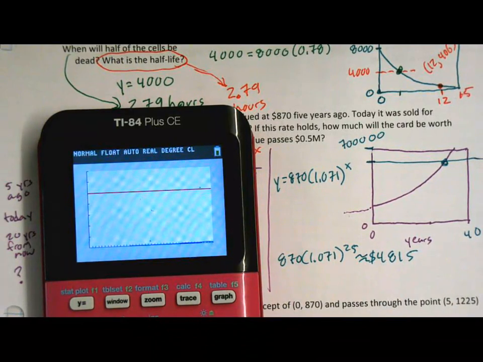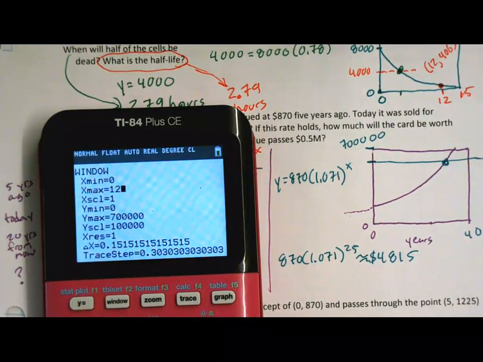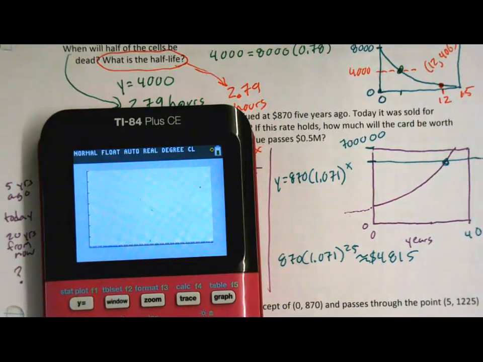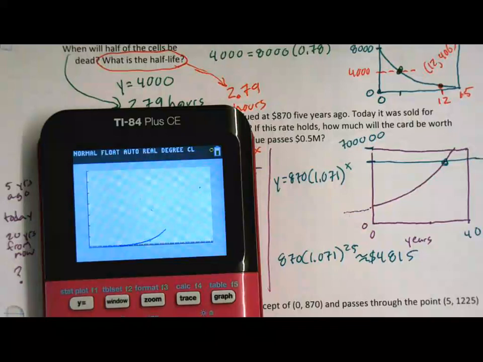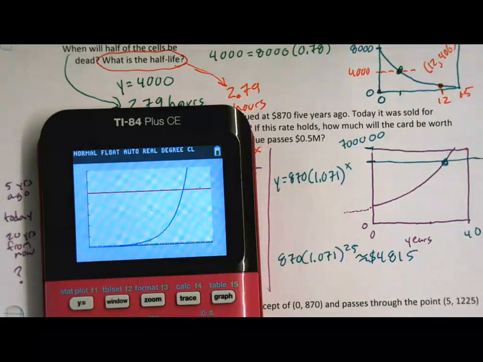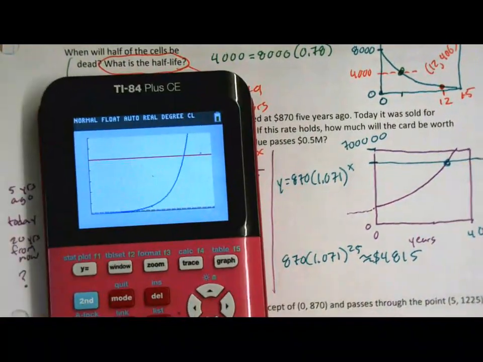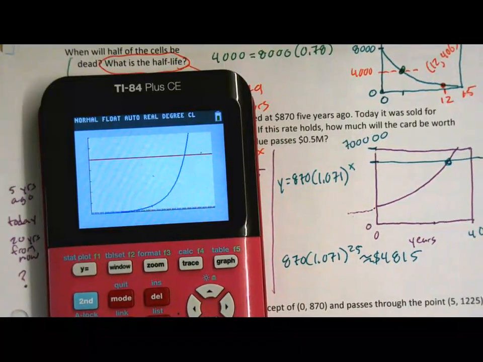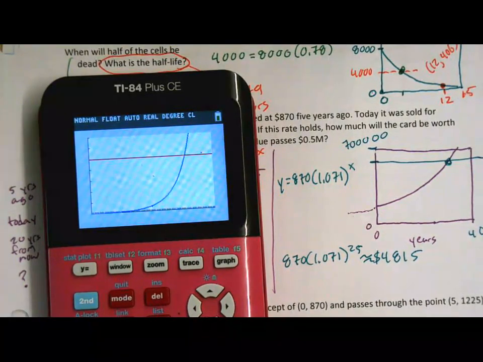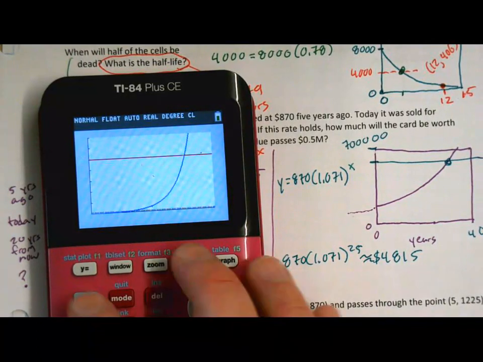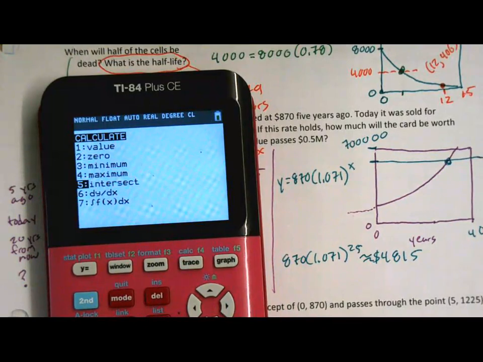120? Okay. So let's make our X go all the way out to 120. I hope we don't have to wait 120 years, but yep, now I'm seeing it grow. Well, not when you're starting at only 870, you're not putting any more into it. If it was an investment account where you're putting in money every month, that's a lot different. So second calc intersect to find that intersection point.